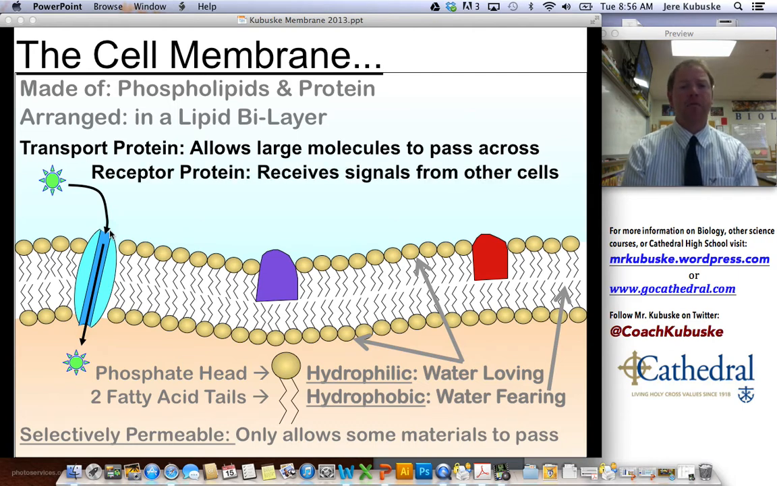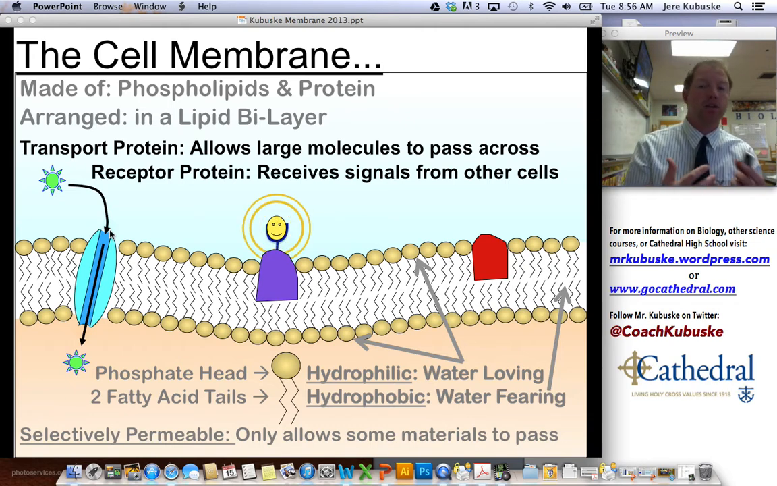The second type of protein, our purple guy here, he's known as a receptor protein. It's like a little antenna on the top of your cells. And what it does is it receives signals from other cells in the area that might tell it to do a specific function. They might tell it to change shape. But whatever it is, the only way that cells can communicate with each other is with these molecules.